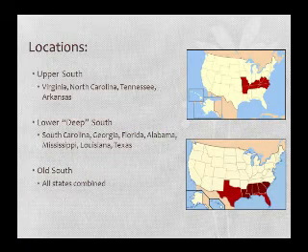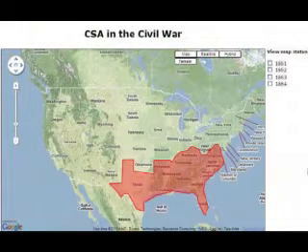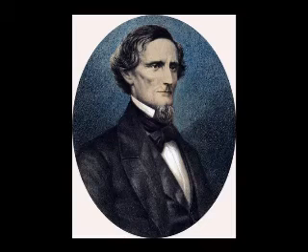The 11 Confederate States were from the Lower South region of United States, South Carolina, Georgia, Florida, Alabama, Mississippi, Louisiana, and Texas, and from the Upper South region of United States, Virginia, North Carolina, Tennessee, and Arkansas. They established a new nation, the Confederate States of America. They chose their own president, Jefferson Davis, in February 1861.